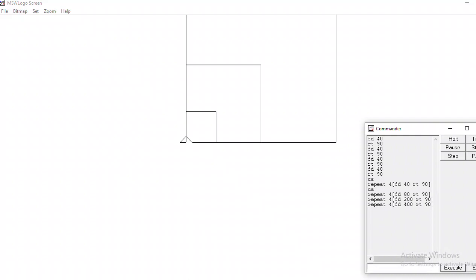Now check it out. So this way you can make squares. This is a very interesting thing. More about this we will be discussing in the next class. Till next week, please practice making a square of different sizes. Alright.